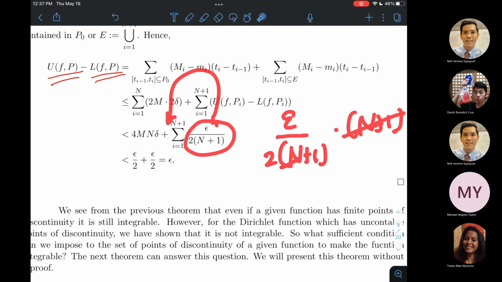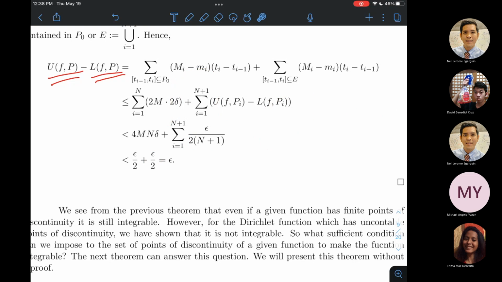Alright, maka-cancel yung n plus 1. Kaya pala nag-multiply ako ng n plus 1 dun sa denominator. Natira lamang ay epsilon over 2. Okay? Okay, we're halfway done. Puntahan naman natin itong kabila. Ito naman ay nanggagaling dun sa mga intervals na yellow na may mga points of discontinuity. Alright?